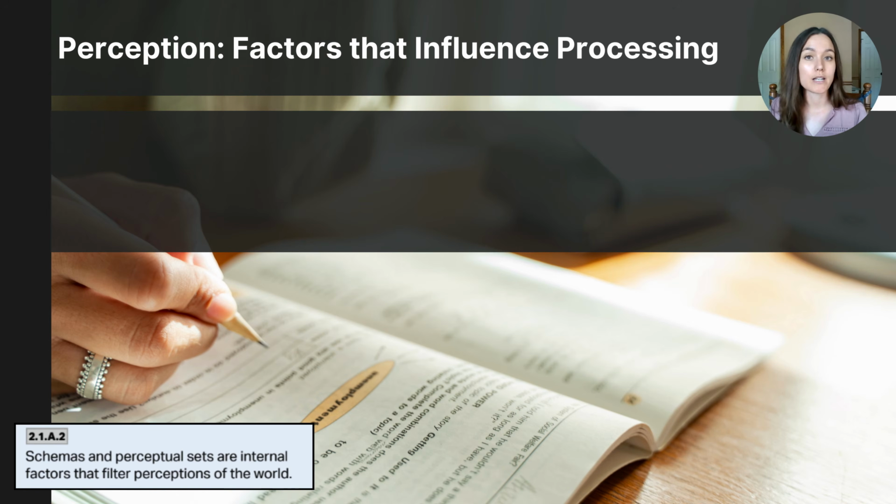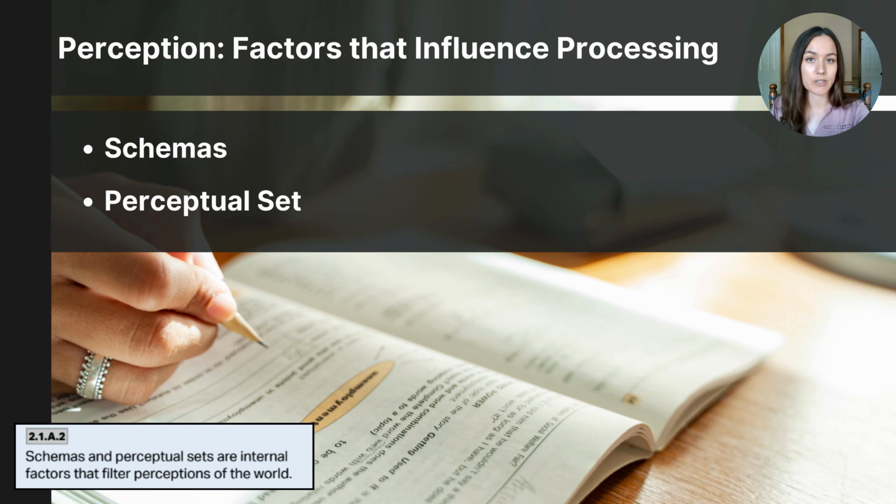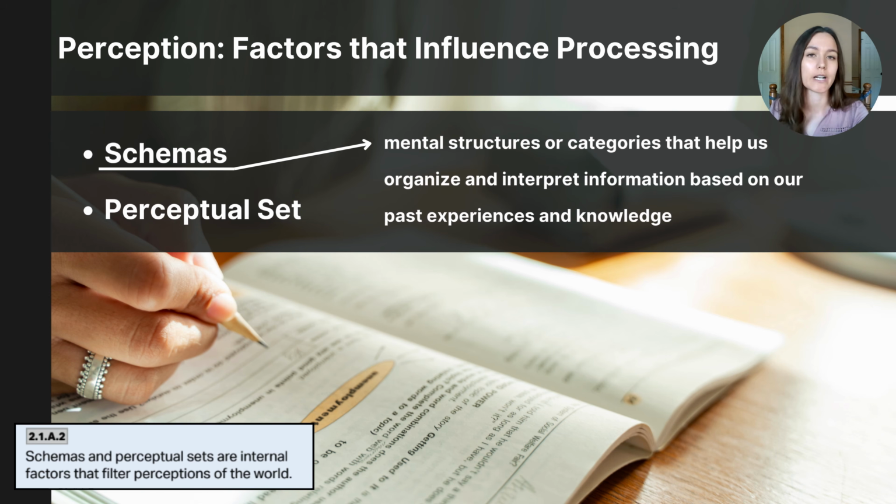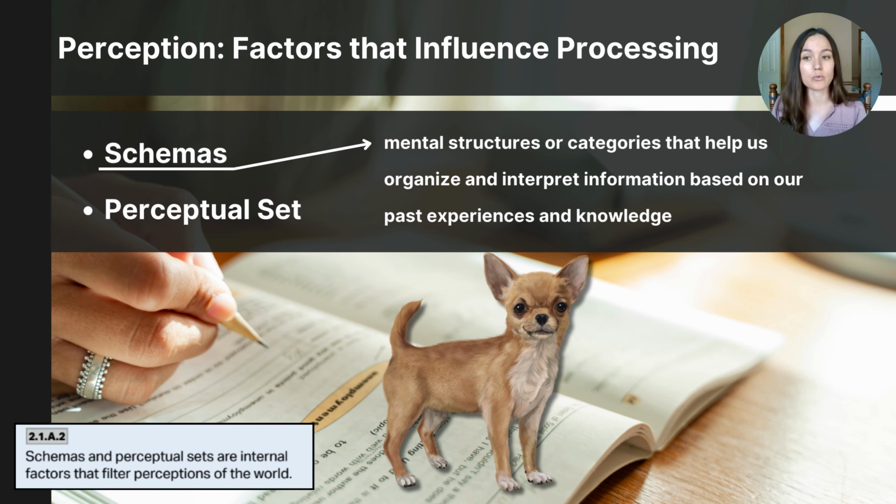So let's focus on two concepts that can shape our top down processing. They are schemas and perceptual set. Schemas are mental structures or categories that help us organize and interpret information based on past experiences and knowledge. They allow us to quickly make sense of new information by fitting it into existing categories. Schemas can be useful for understanding and predicting events, but they can also lead to biases or errors in our perception. For example, if someone has a schema for dogs that they are friendly, the individual might see an unfamiliar dog and approach it without caution.